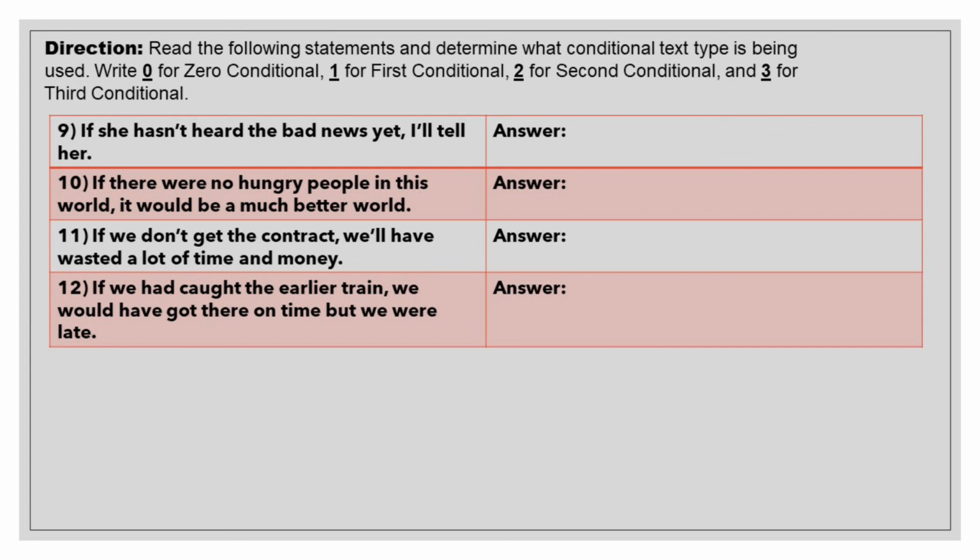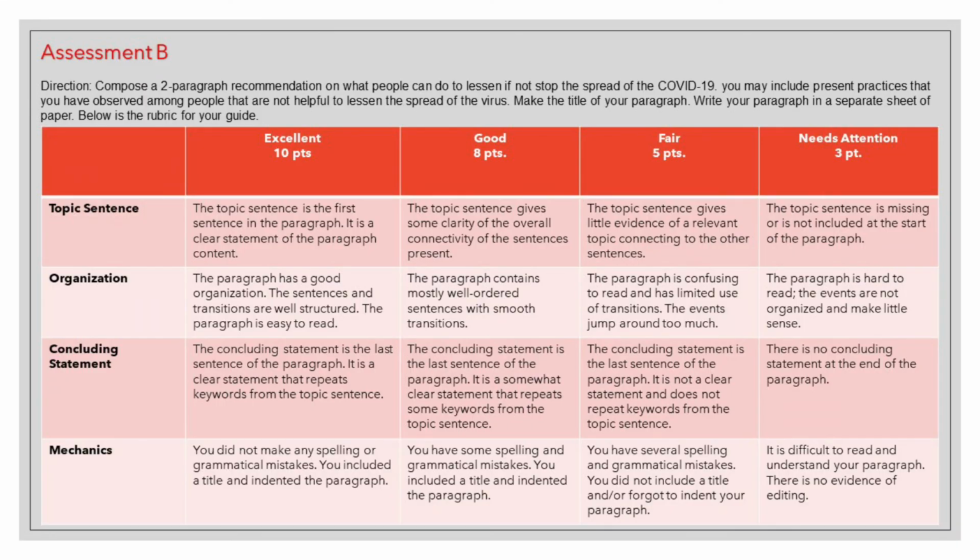For Assessment B, compose a 2-paragraph recommendation on what people can do to lessen, if not stop, the spread of the COVID-19. You may include present practices that you have observed among people that are not helpful to lessen the spread of the virus. Make the title of your paragraph. Write your paragraph in a separate sheet of paper. Here is the rubric for your guide.